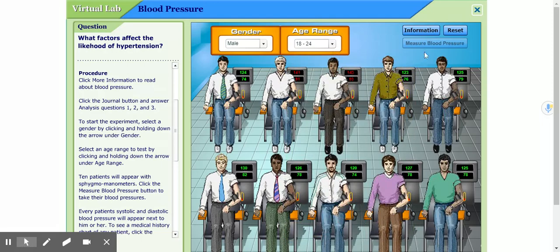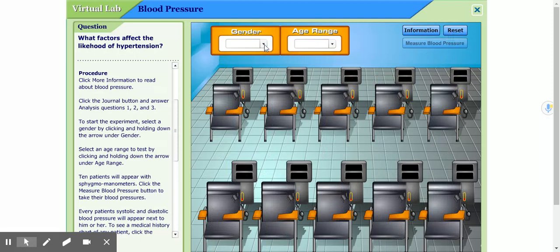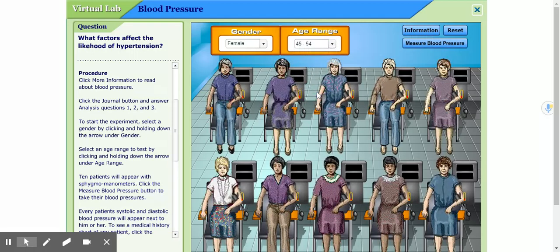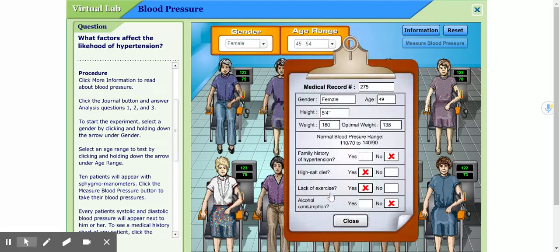Let's take a look at a different age range and see if there is a comparison. So let's take a look at females, and let's take a look at an older age range. So this is 45 to 54. Yes, old people just like your teacher. Here we go. Okay, we have one that is outside of the normal range. So let's click on that one to see if there's anything interesting about their chart.